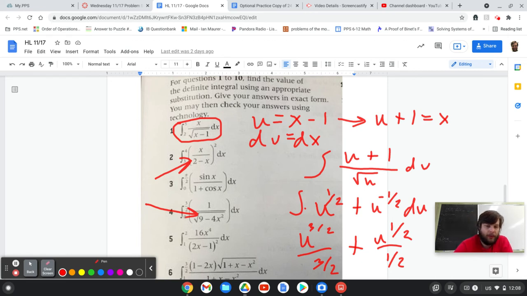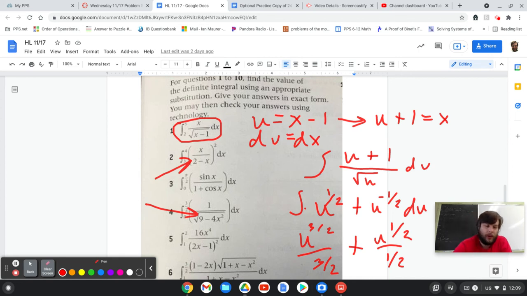So for problem 4, I would do a trig substitution on it. For problem 1 and 2, it's not a trig substitution, it's just a u substitution. For problem 3, it's also just a u substitution, setting u equal to 1 plus cosine x. And then you'll be able to take its derivative and it'll cancel out the numerator.